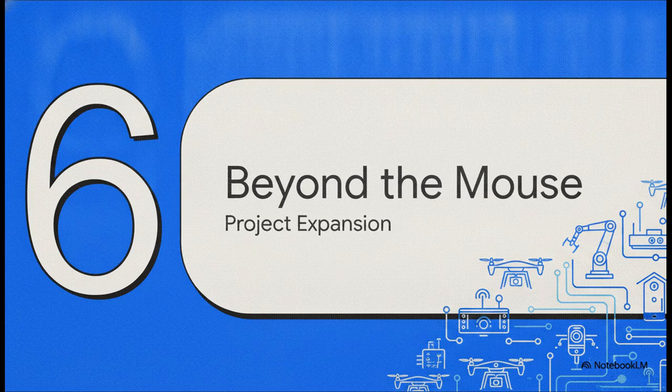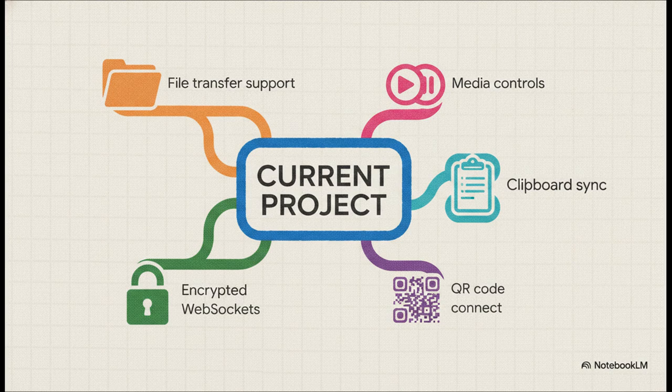Let's wrap up with Section 6, Building Beyond the Mouse. Because this system is built in such a modular, decoupled way, it's incredibly easy to expand. You could easily inject some new logic to handle file transfers between your phone and laptop, add dedicated UI buttons for media and volume controls, sync your clipboard text, or, and this is my favorite, generate a QR code right in the terminal so you don't even have to type the IP address, just scan and connect instantly.